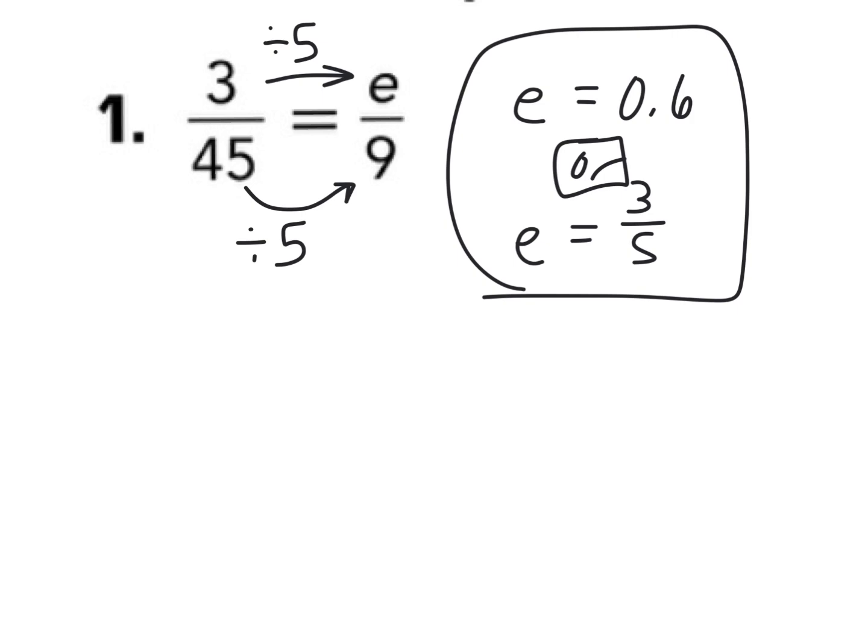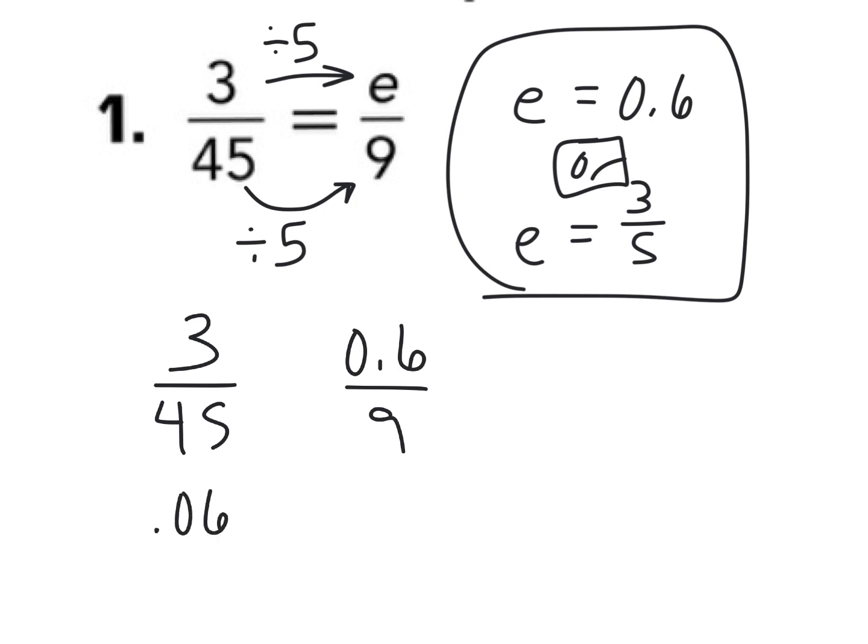Okay, so either one of those answers would be fine. One thing you can do to check answers on any of these is, once you get your answers, divide both of these out, change them to decimals, and then see what you get. So like if you did 3 divided by 45, you get 0.06 and then the 6 is repeating. If I do 0.6 divided by 9, then I get the same thing. So these are equivalent fractions in a proportion, so that's how I know by checking that my answer is correct.